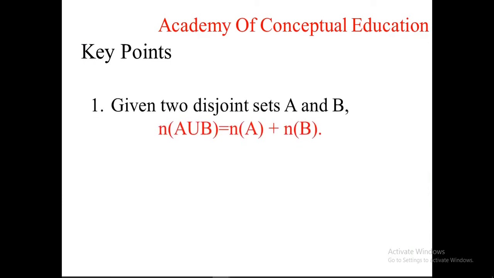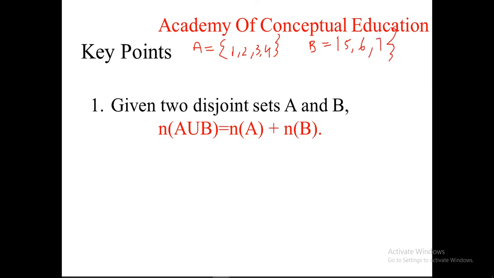Now what are the key points? The key point is that if we have two disjoint sets, and we want to find the number of elements of A union B, then we simply add the number of elements of A and the number of elements of B. Let me give you an example here. Let's say you have the set A with elements 1, 2, 3, 4, and the second set which has the elements 5, 6, 7.